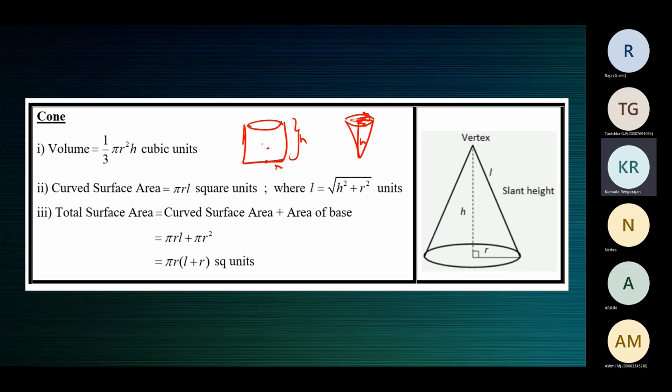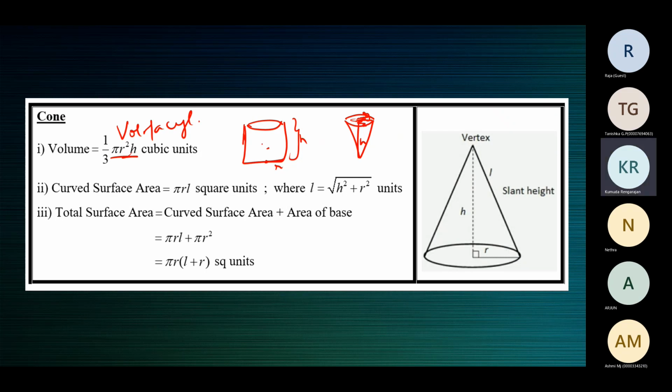So if you have a cylindrical vessel and a conical vessel, you must fill the cylindrical vessel 3 times using the conical vessel. That means what? The volume of the cylinder is 3 times the volume of a cone. That is why the volume of a cone is 1/3 the volume of a cylinder.